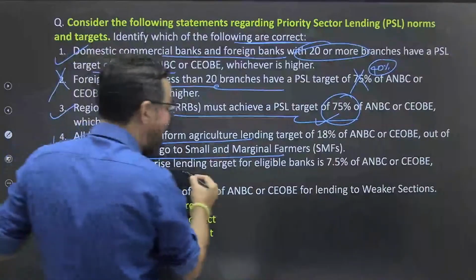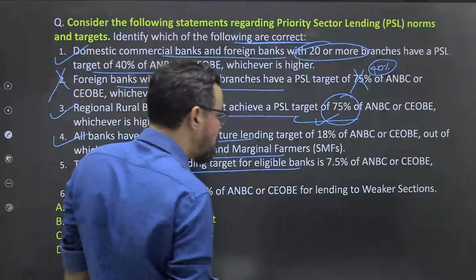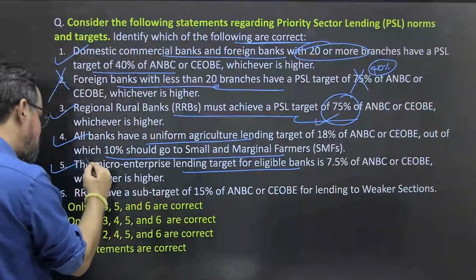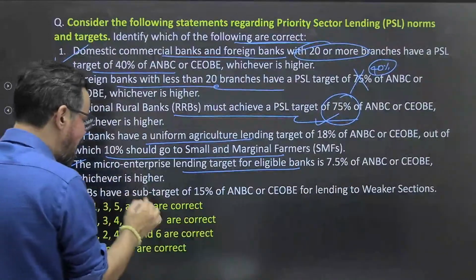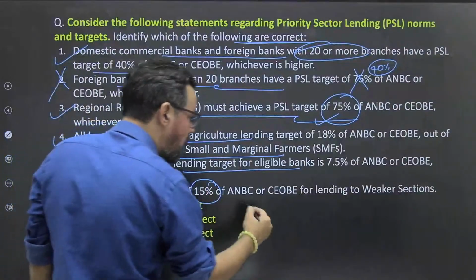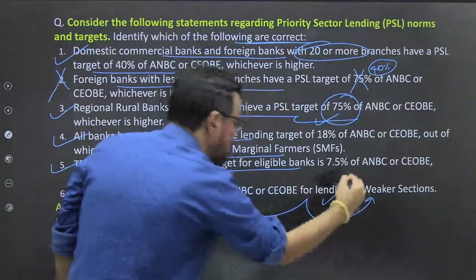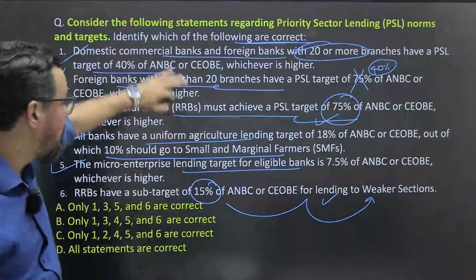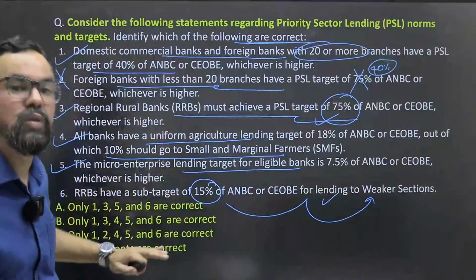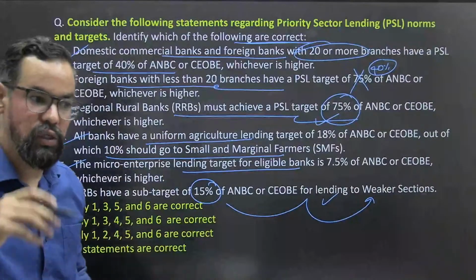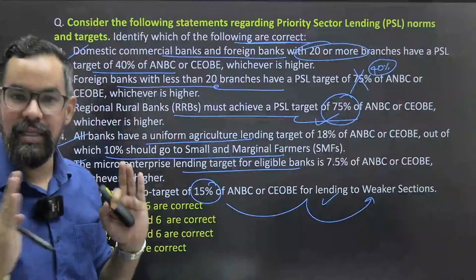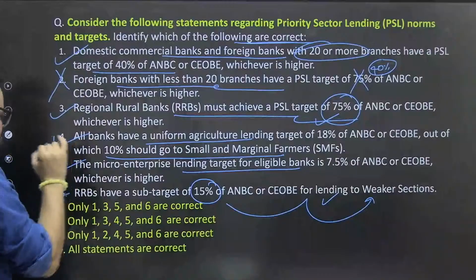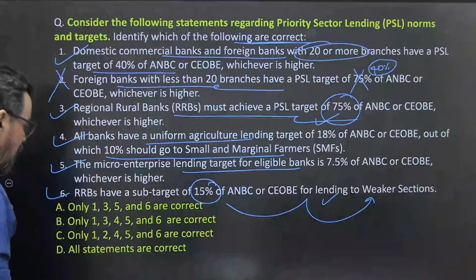माइक्रो एंटरप्राइज लैंडिंग target for eligible banks is 7.5% of this particular one. Yeah, whichever is higher. RRBs have a sub target of 15% of this to weaker section. ठीक है, true. For other it is 12%. ठीक है, आपका for commercial bank आपका this category, or even for small finance bank it is आपका 12%. Small finance bank overall target is 75%. ठीक है, so what will be your correct answer आपका? 1 3 4 5 6. ठीक है, 1 3 4 5 6.